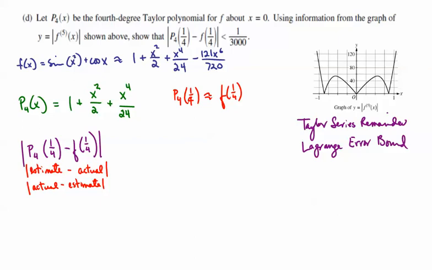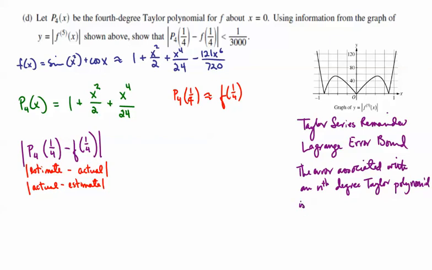The Taylor series remainder or the Lagrange error bound is found in this way. If the error associated with an nth degree Taylor polynomial is less than the first truncated term, so it would be the n plus first derivative, in this case we're centered at 0, over n plus 1 factorial times x to the n plus first power.